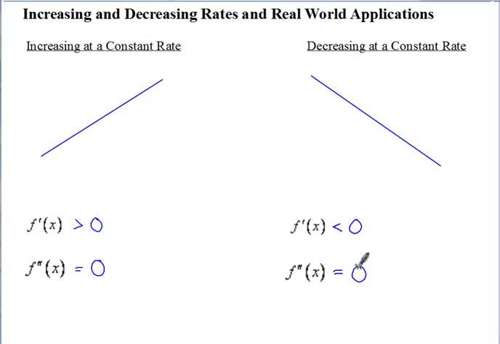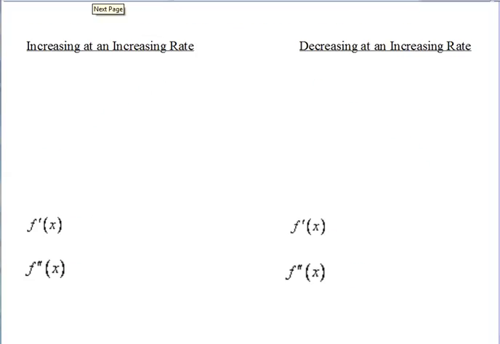Now let's look at the cases where it's not just linear, it's not a constant rate, where the rate itself is changing. So increasing at an increasing rate. Well, increasing from left to right at an increasing rate would be something like that. First derivative would be greater than 0. And since it's concave up, since the slope itself is increasing, the second derivative would also be greater than 0.